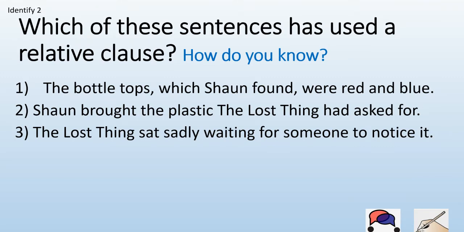Which of these sentences has used a relative clause, and how do you know? The bottle tops which Sean found were red and blue. Sean brought the plastic the lost thing had asked for. The lost thing sat sadly waiting for someone to notice it. So pause the video and tick or cross these sentences.